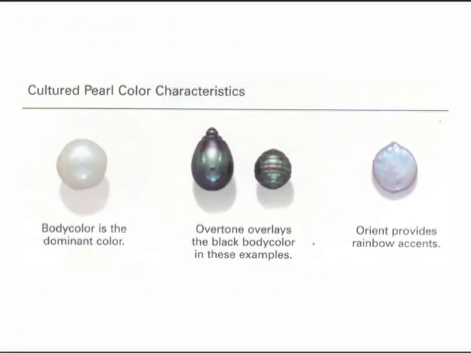So here we can see the body color is the dominant color. Overtones: here, obviously, you can see this as a black body color, but if you look, you can see a greenish or a little bit of a purplish overtone to it. And there, the orient, you can kind of see the rainbow to it.